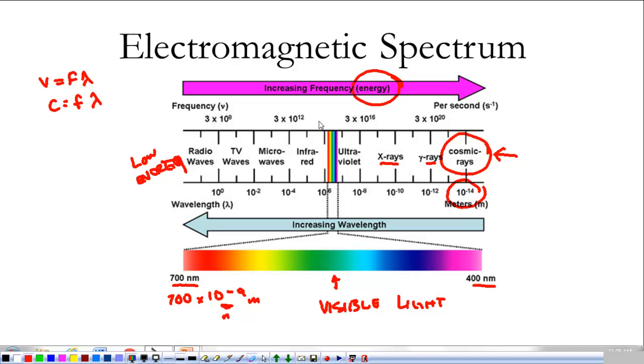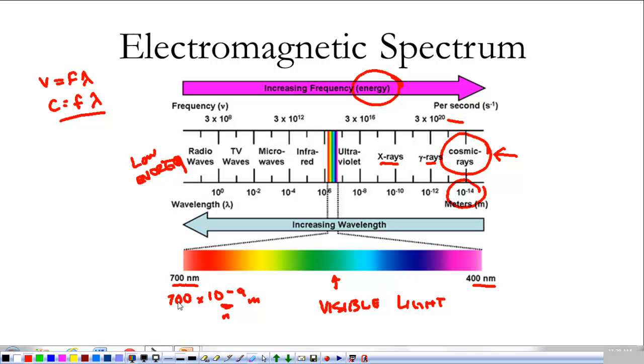So as we get more and more frequency, we get more and more energy. But as frequency increases, wavelength decreases. They go in opposite directions, again, because of this whole f lambda thing. If f goes up, lambda has to go down. So, radio waves have the longest wavelength, shortest frequency. Cosmic rays have the highest frequency and the shortest wavelength.